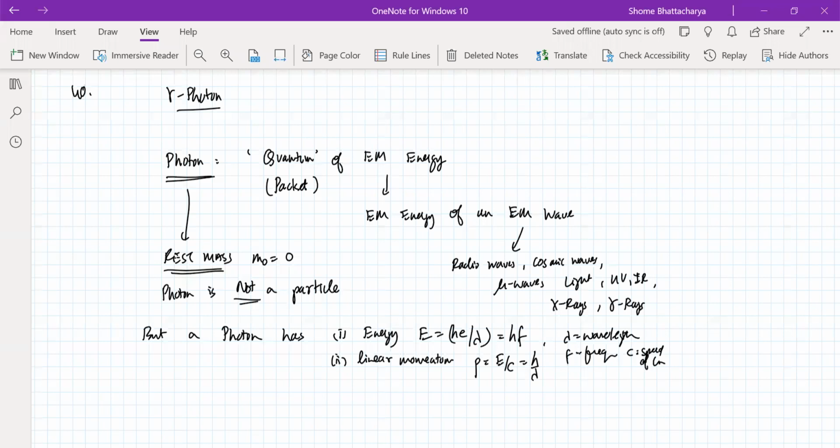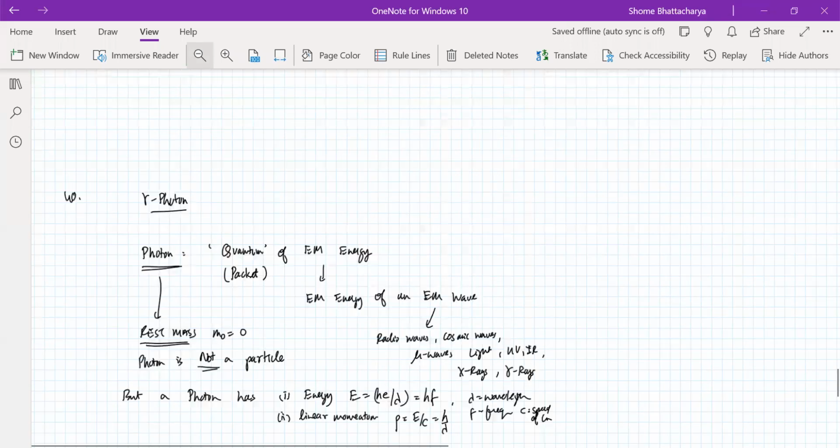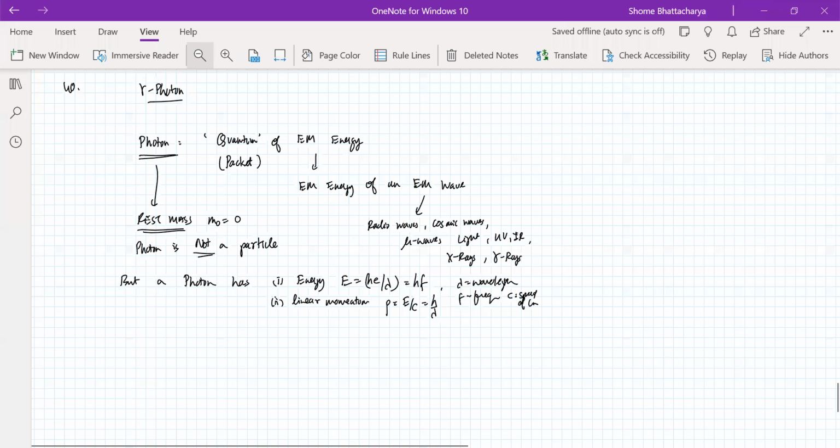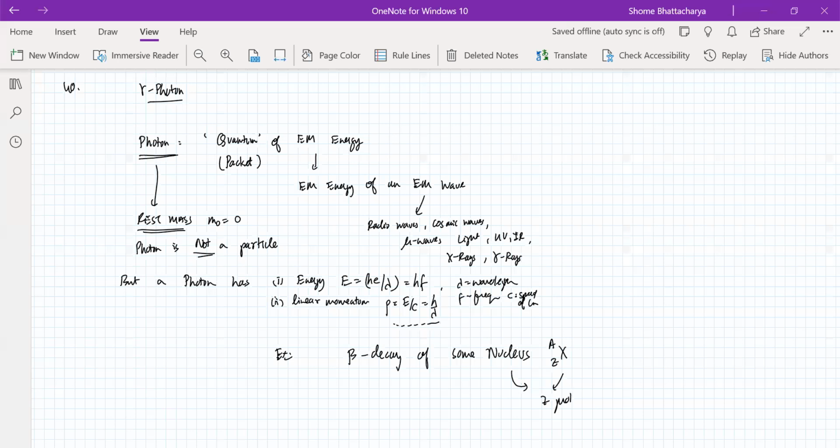Now, every time a nucleus undergoes some kind of nuclear reaction, like alpha decay or beta decay, it invariably emits a photon also, or a pair of photons or whatever. And in the process, there is momentum conservation. For example, I'll give you a more interesting example than the one given here. Let's take the case of a beta decay of some nucleus. Let's say the nucleus has mass number A and atomic number Z. So this is a nucleus having Z protons and A minus Z neutrons.